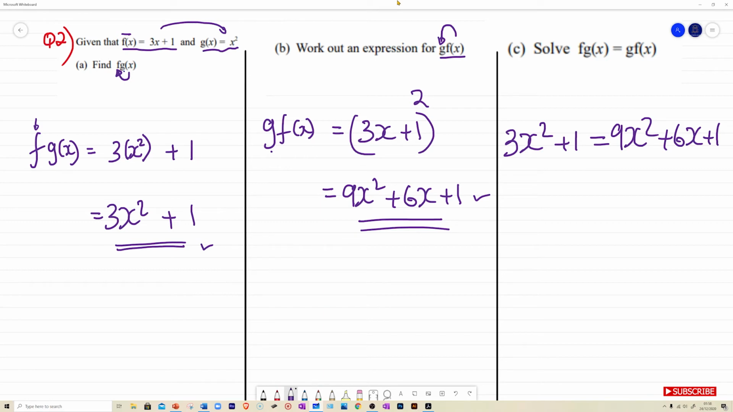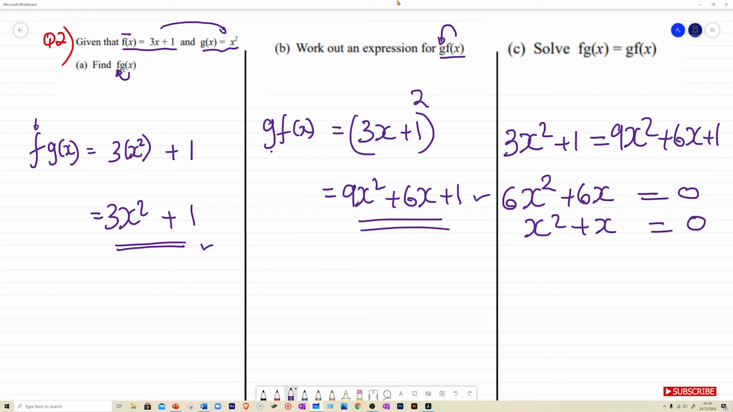We need to rearrange this. We can see this is a quadratic equation. We need to have 0 on one side. So I'm going to subtract 3x squared and subtract 1 on both sides. And that will give me 6x squared plus 6x equal to 0. Now you can divide by 6 throughout. So that's going to be x squared plus x is equal to 0. Now at this point, don't try to divide by x because that will give you the wrong answer. It's a quadratic equation, so we must have two solutions.